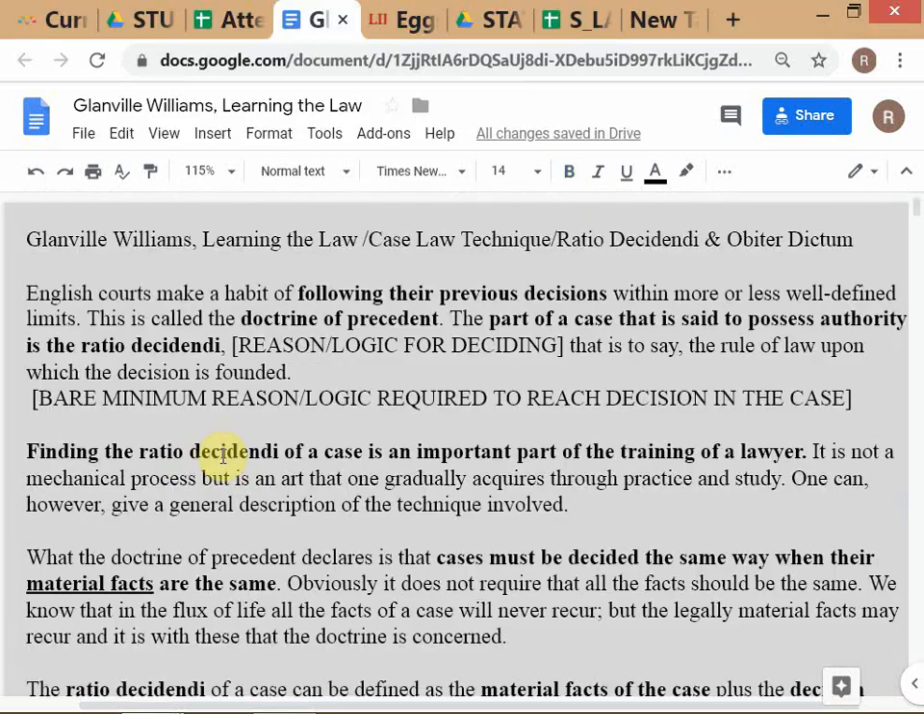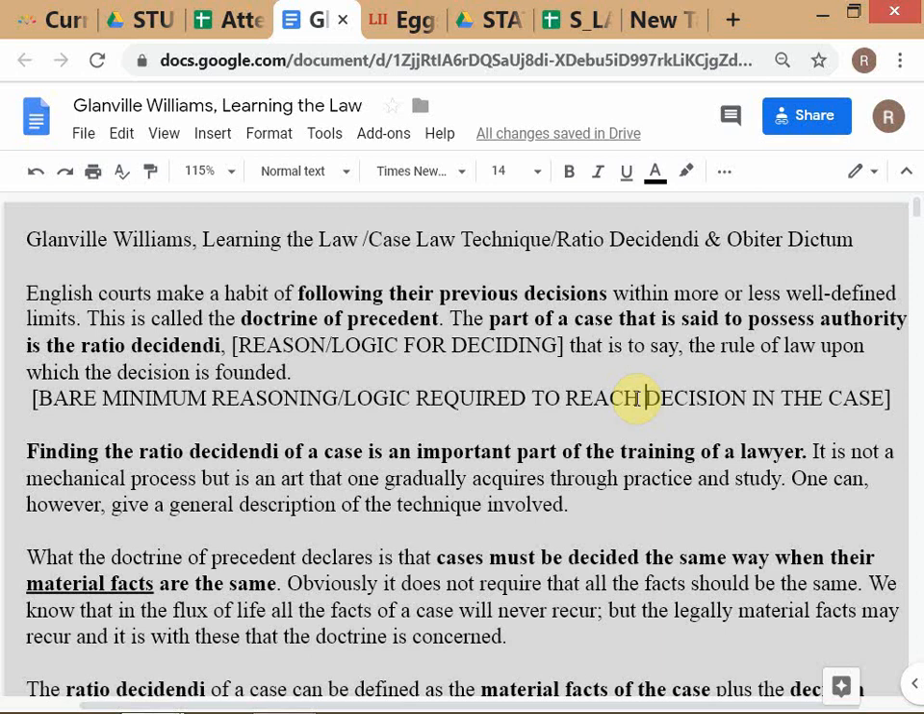what I've done here is talk about a slightly different definition of the ratio decidendi, which is the bare minimum reasoning, let's put this as reasoning or logic, required to reach the decision in the case. Of course, we have to write "the" here, but I'm not writing it. When it comes to written English communication, if you want to write good English, you'll be using the word "the" a lot. When we are trying to work quickly, sometimes I might just omit the "the", but you have to understand that it should be used in good writing.